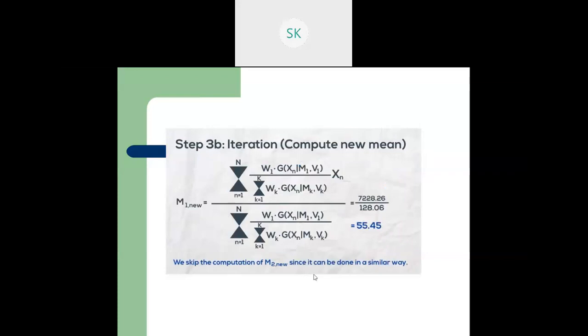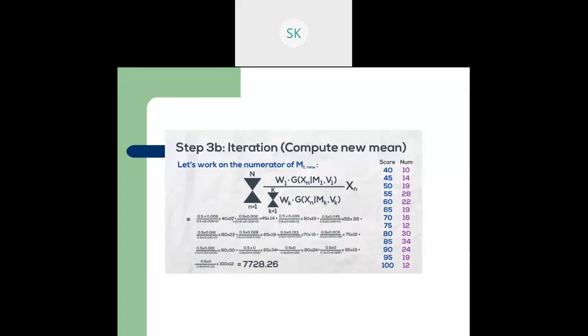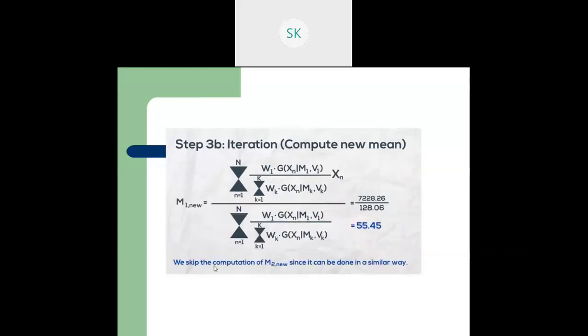Next is the computation of M1 new, followed by the denominator, which is 128. Now the denominator calculation is without the multiplication by xn. So the multiplication by xn, 40, 60, 80, is removed and we got the result 128.06. By putting these values into the formula for the mean computation, we got the result 55.45.